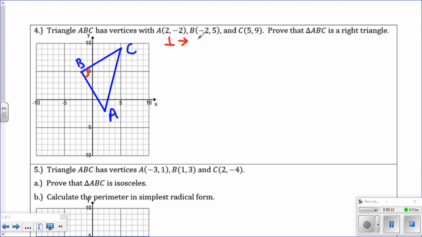Well, what do we know about perpendicular lines? We know that the slopes are negative reciprocals, right? So this is what we're going to show, and this is what you do every single time you want to show that you have a right triangle or maybe a quadrilateral that has right angles, anything to do with right angles.